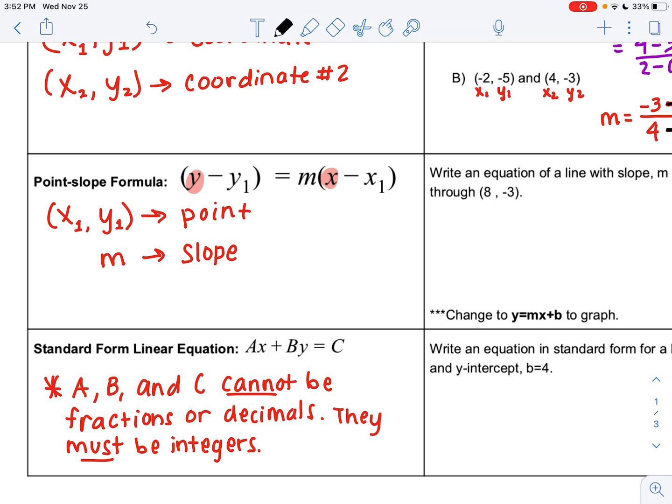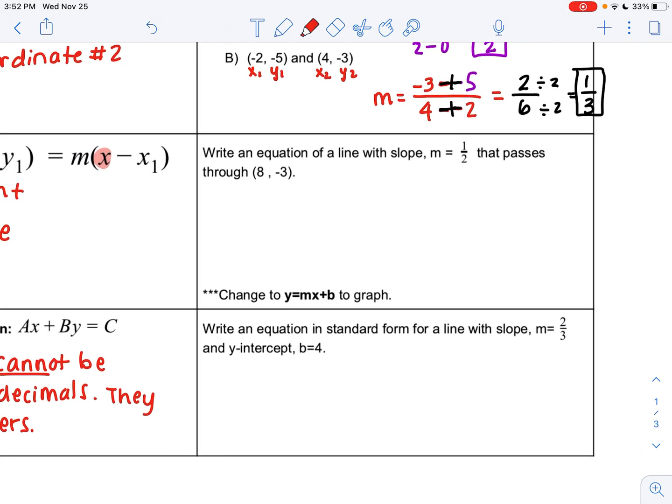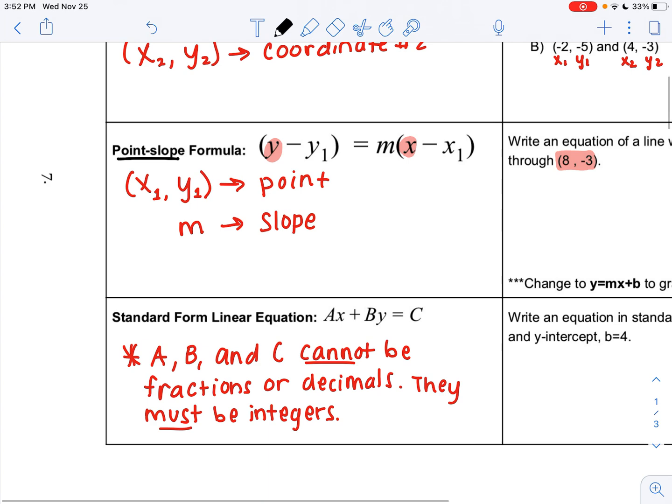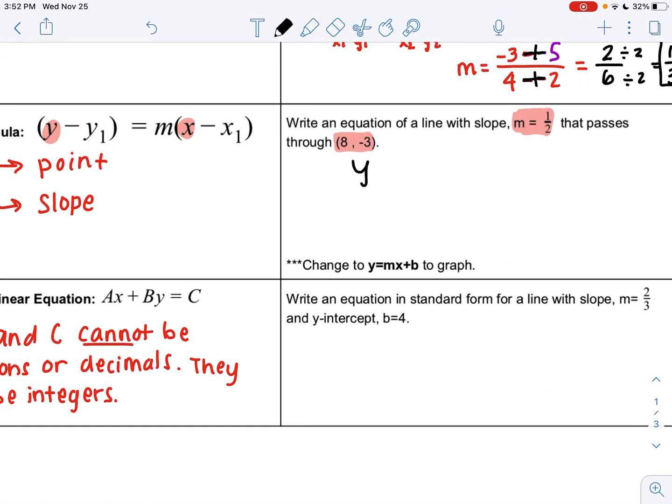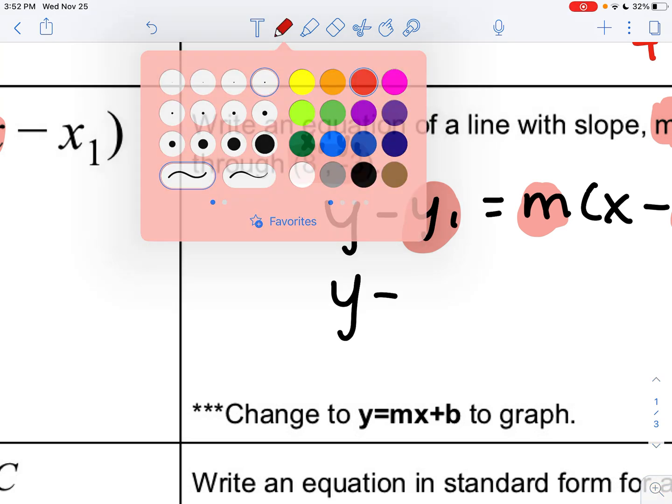Okay, so it says write an equation of a line with a slope m equals 1/2. So they give us our m, our slope, that passes through 8, -3. Okay, so when you're given a point and a slope, guess what formula we're using? Point slope. Okay, so this formula is called point slope. So y minus y1 equals m times x minus x1. And again, remember, I'm going to change my y1, my m, and my x1 here. So y minus, now I'm going to label this x1 and y1. So y minus, now my y1 point is -3.